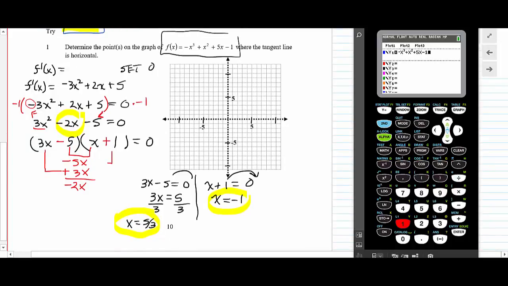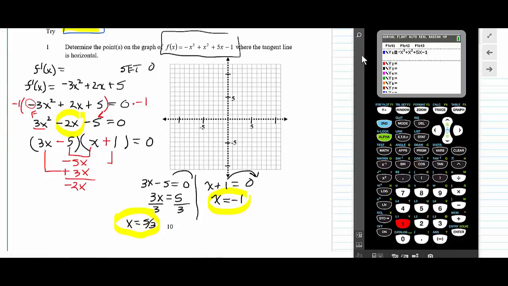Okay, so I take the derivative, set it to 0, solve the quadratic equation. Again, about 90% of that problem is algebra. So how's that algebra look? Okay, all right, get your factoring down. You're going to have to.